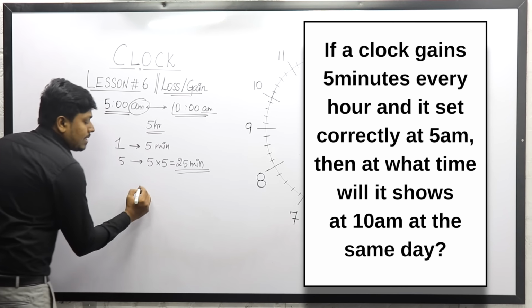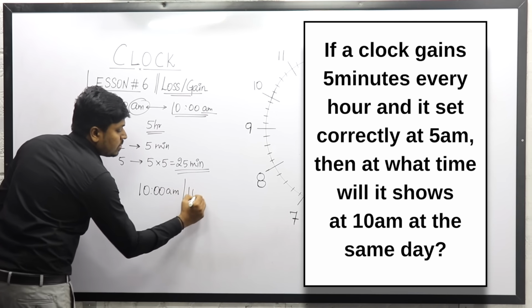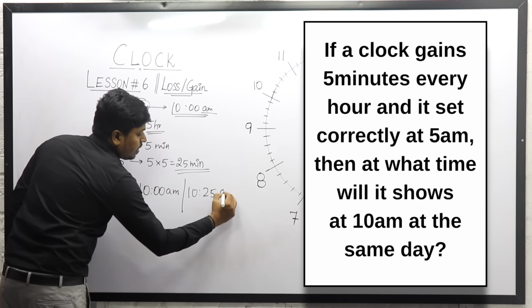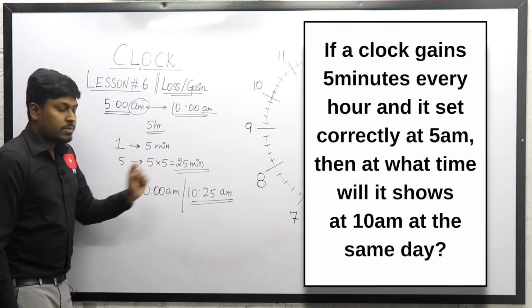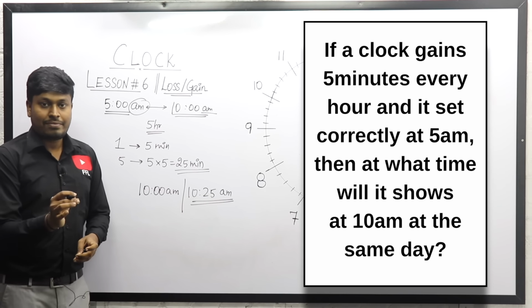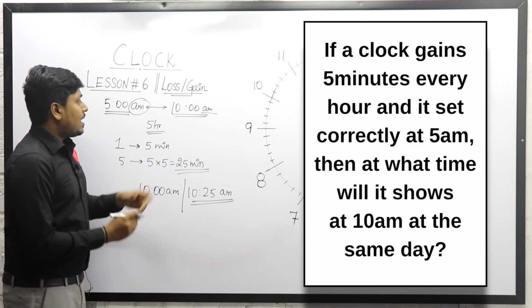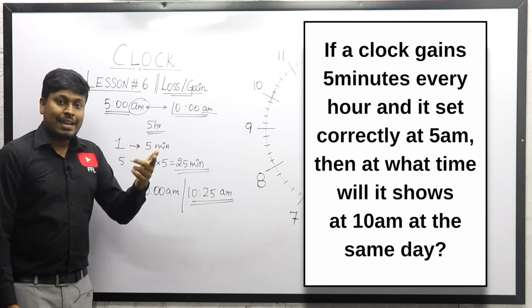So actually the right clock will show 10 a.m., but here the wrong clock will show 10:25 a.m. Understood? Why? Because the clock has gained 25 minutes more. So finally we can say the answer for question number 2 is 10:25. Easy or not? First our target is to find the difference, and for 1 hour how much the clock gains or loses.